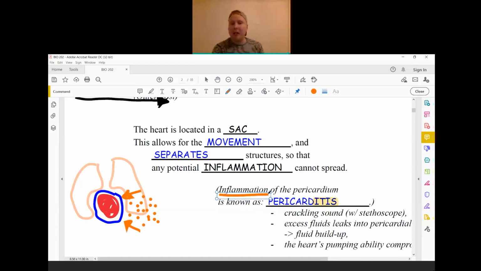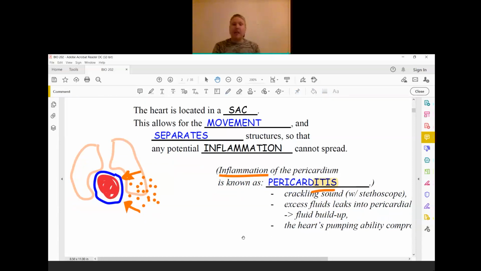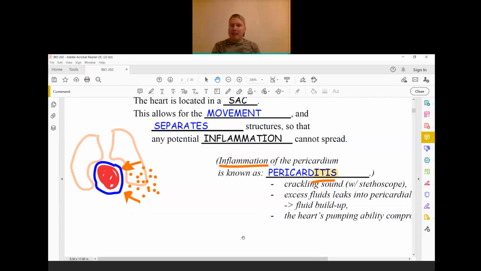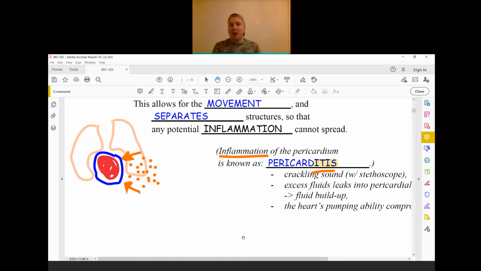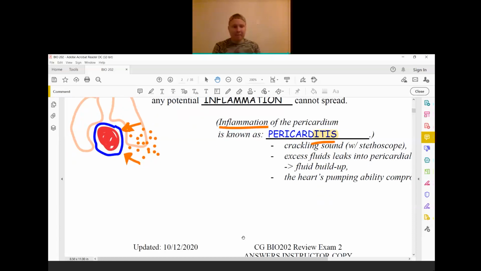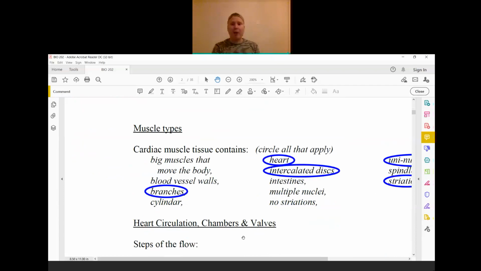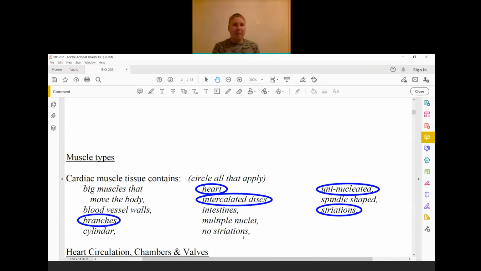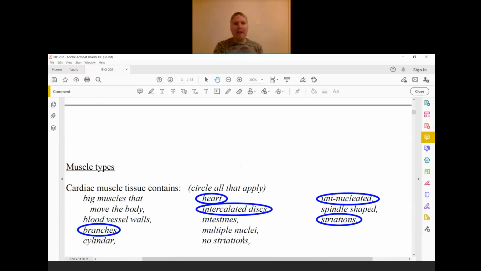And inflammation in medical language is always -itis. And if it's the inflammation of the pericardium, that's of course going to be pericarditis. You can actually hear this pericarditis with just a stethoscope. You will hear this crackling sound, so something's not right, and that would be an issue for the heart's pumping ability. Well, let's move onwards and have a look at the muscle tissue that the heart is made of.